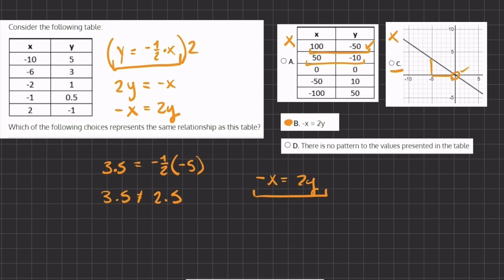And D says there is no pattern to the values presented in the table, and that is incorrect because we just found a pattern. Alright, so B is our final answer.